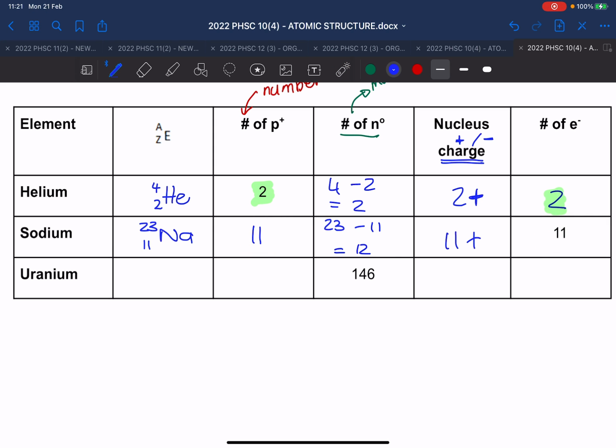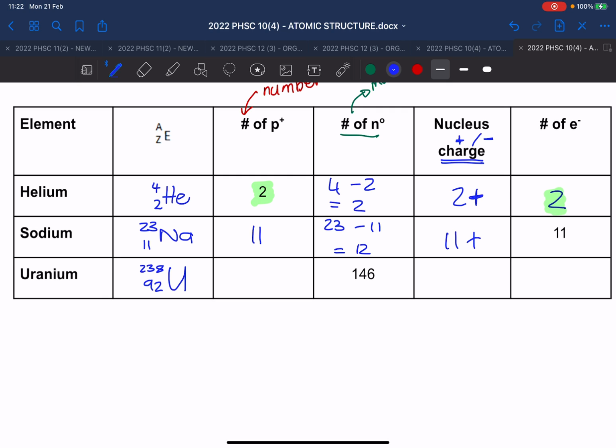Uranium's symbol, U. What do we write at the top, the mass or the atomic number? And what is the mass of uranium? Uranium is way at the bottom. Number 92. 238. And I just said the atomic number is 92.